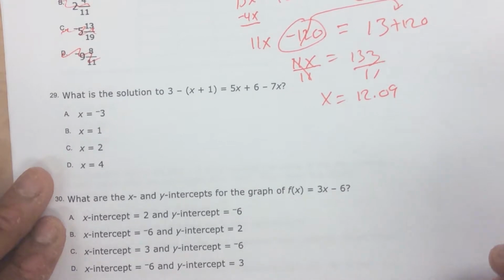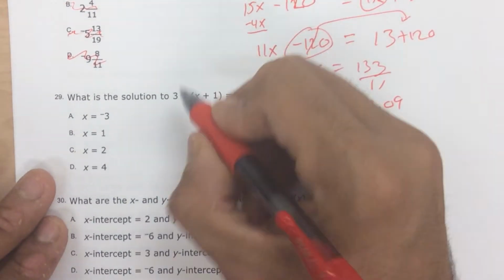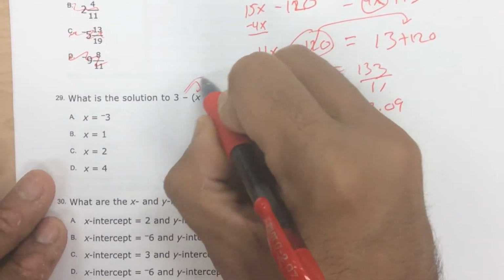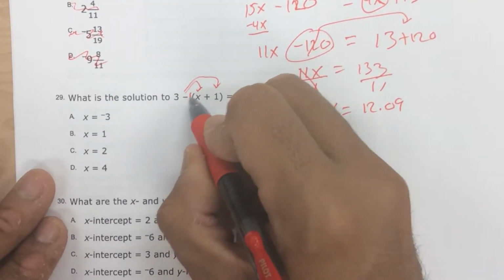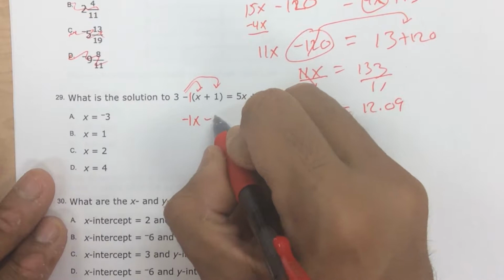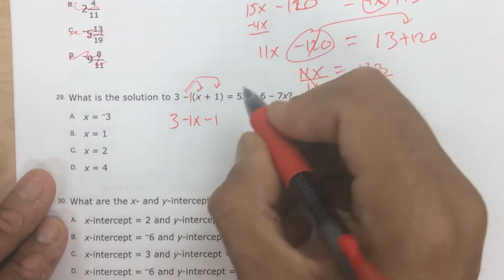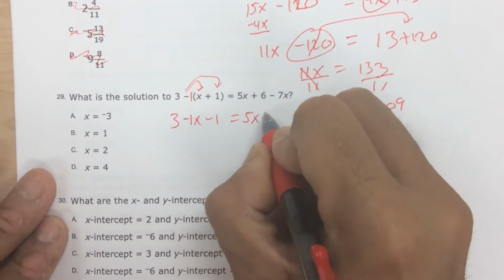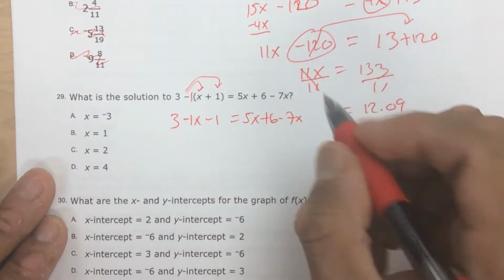Moving on, 29. First thing I want to do is get rid of the parentheses. So remember, that's either a negative or a negative 1. It's the same thing. So negative 1 times x is negative 1x. Negative 1 times positive 1 is a negative 1. Bring down the 3, bring down the equals 5x plus 6 minus 7x.